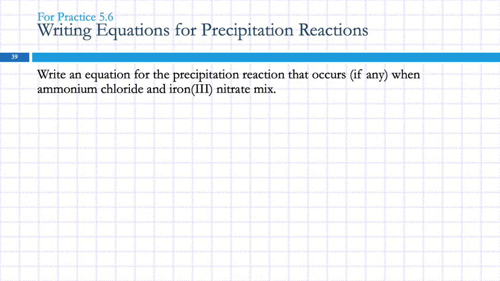These examples give us the names of the compounds instead of the chemical formulas. Gives us a little extra practice on the nomenclature. In an exam situation, you'd be given the formulas for the reactants. So write an equation for the precipitation reaction that occurs, if any, when ammonium chloride and iron 3 nitrate mix. So here we need the chemical formulas for the two reactants. The reactants are ammonium chloride and iron 3 nitrate. These are both ionic compounds.